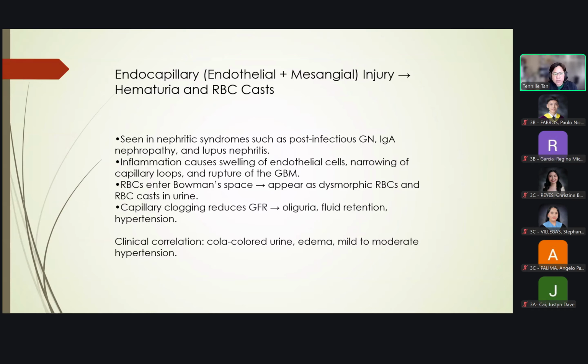So capillary clogging will also reduce your GFR, and that can lead to oliguria, fluid retention, and hypertension. The clinical correlation here is that these patients will present with cola- or tea-colored urine. They will have mild to moderate edema and then hypertension.